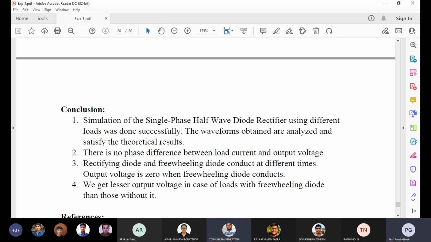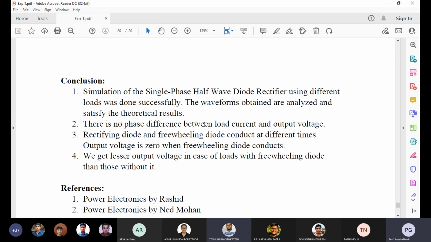After completion of those things, you put conclusions. Give segment-wise conclusions: what kinds of conclusions you can see with the variations of the load parameters, suppose R, L, then E. Whatever conclusion you get from here, please write it. For reference you can follow any of the books. Rashid's book is good, Ned Mohan, Erickson, whichever book you are following. There is no problem.